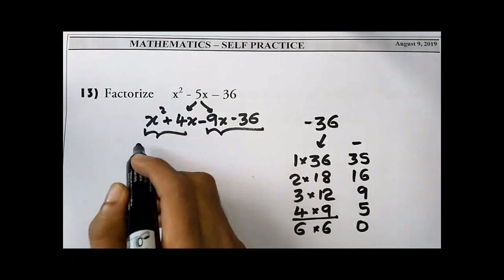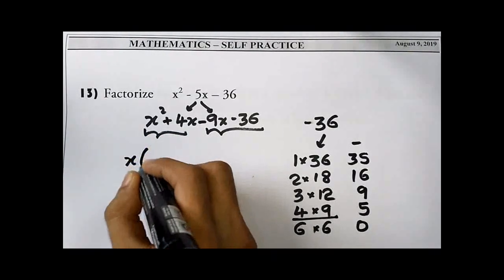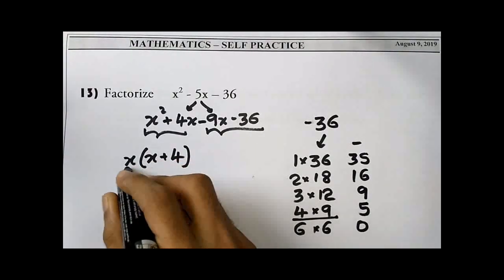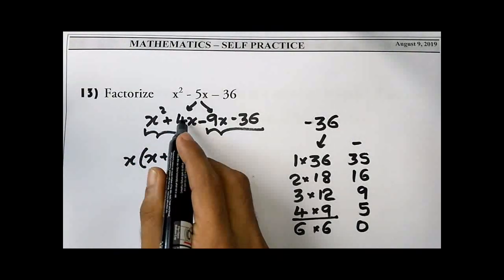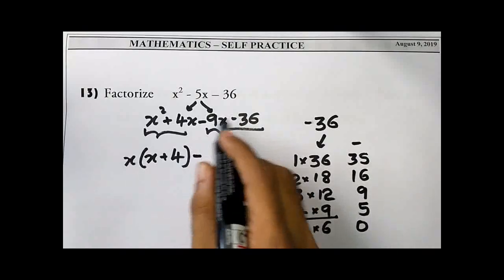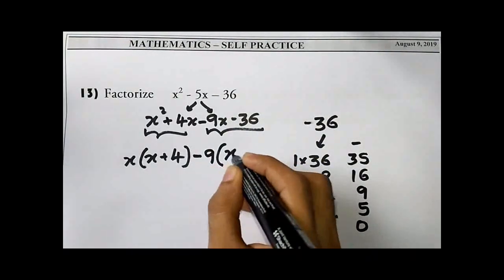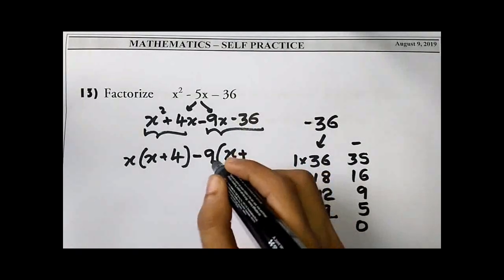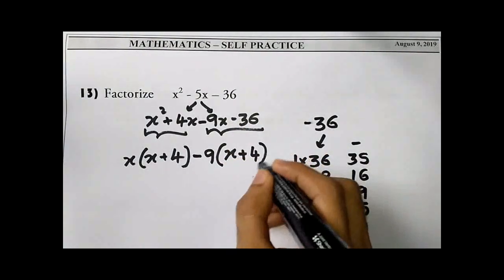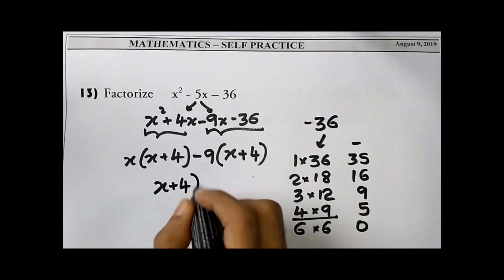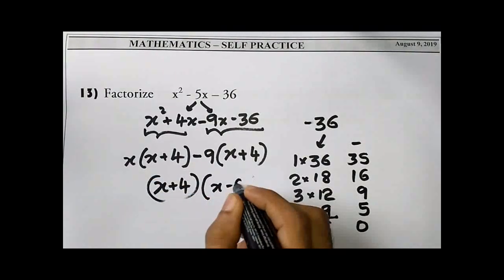Now is there any common factor? Yes, x is common. So if we take that x out, then x plus 4 is remaining. You can solve this. x into x is x squared, x into 4 is 4x. Now in the second pair, 9 is common. So we'll take that 9 out. So x, and minus into minus will be plus, and 9 times 4 is equal to 36. So now both the brackets are the same. We can take that out. x plus 4 and x minus 9 is remaining.